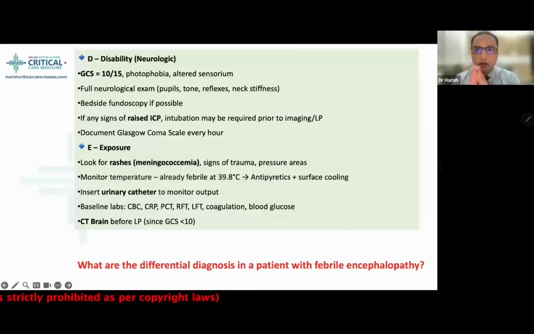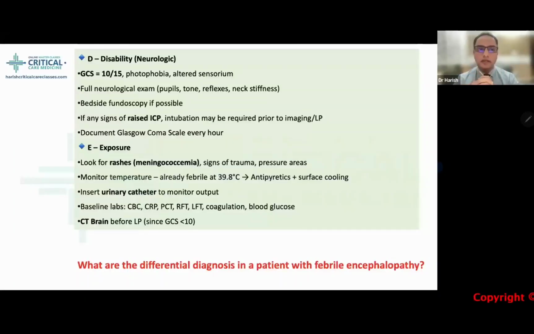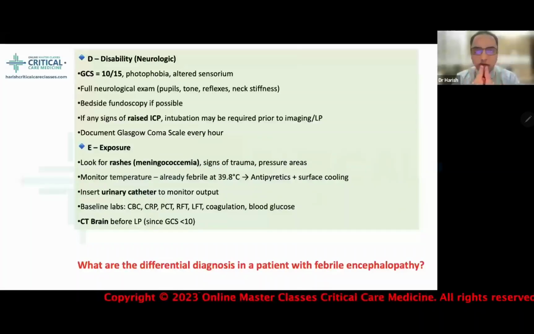Then examine for neurological disability. GCS is 10 by 15, with a history of fever, photophobia, and altered sensorium. Full neurological examination is very essential: pupillary asymmetry, reaction to light, muscle tone, reflexes, neck stiffness, and bedside fundoscopy. Some examiners may be very particular. When you have a suspicion of meningitis, we are not narrowing down toward bacterial meningitis, they might ask, have you done the fundoscopy?